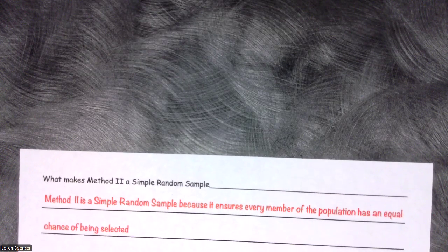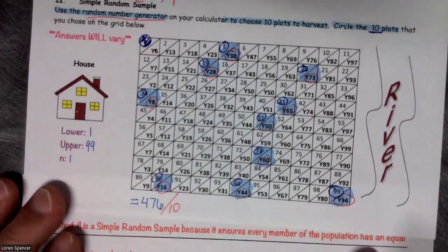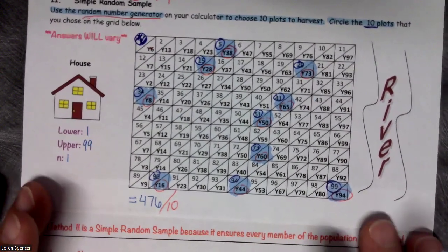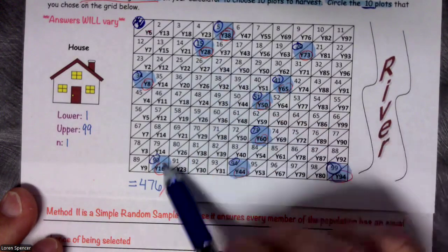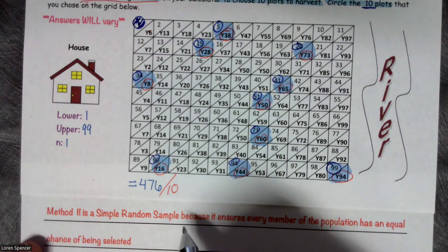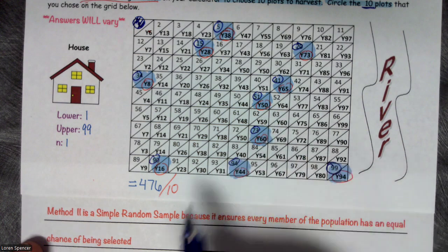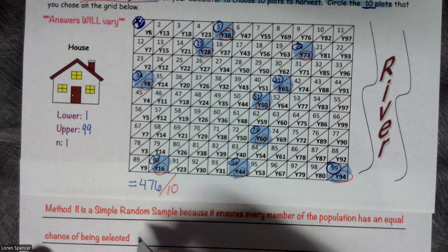Okay, so next question: what makes method 2 a simple random sample? Method 2 is a simple random sample because it ensured every member of the population had an equal chance of being selected. So in this case, we put every single plot number. We had a chance to choose every single plot number because every member of the population has an equal chance of being selected.